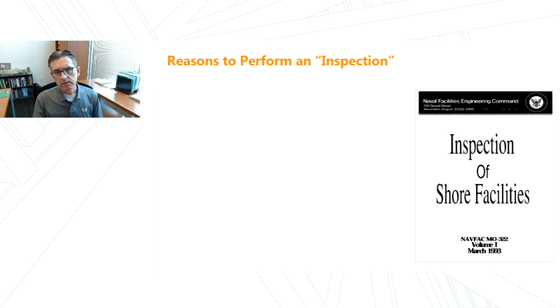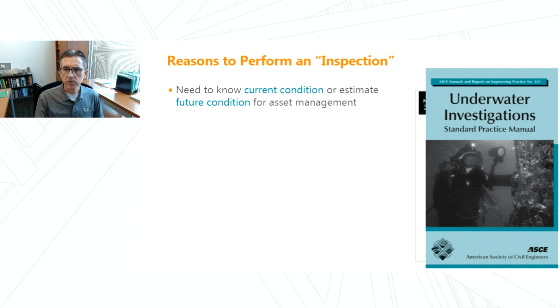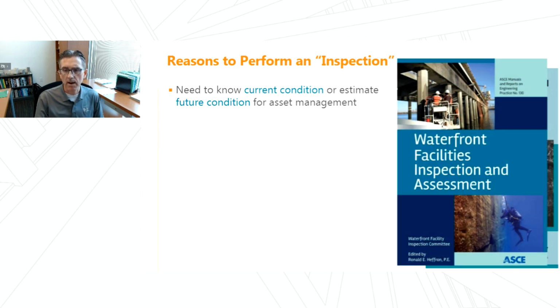So there are a number of reasons why we might want to perform an inspection on a maritime structure, and there are a number of good references out there for doing inspections of maritime structures or waterfront facilities. One of the primary references is the ASCE 130 document, Waterfront Facilities Inspection and Assessment. Some of the reasons why we might do an inspection, certainly the most common one, is that we need to know the current condition or estimate some future condition, primarily relating to asset management. An owner needs to decide what needs to be done and when with their structure.